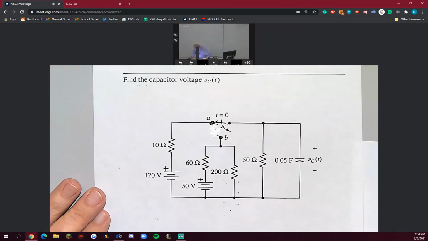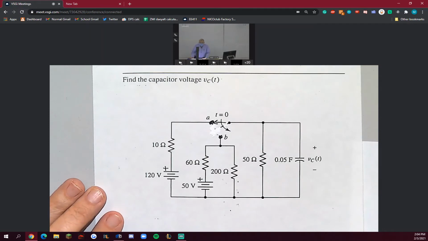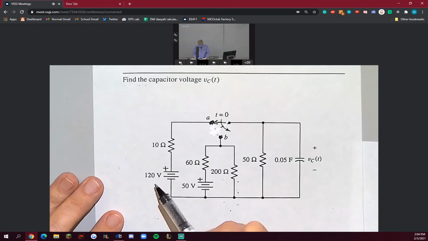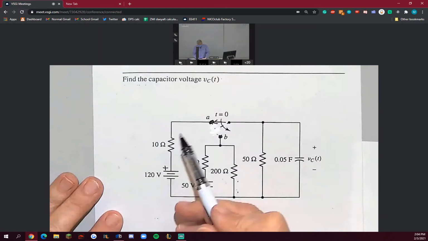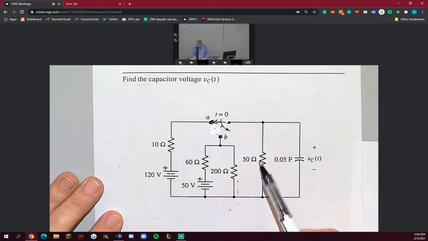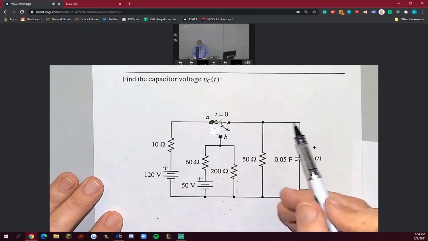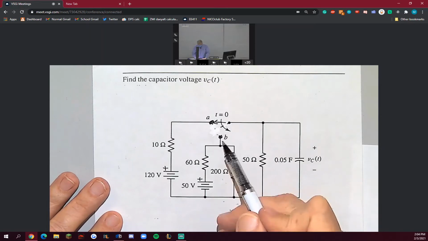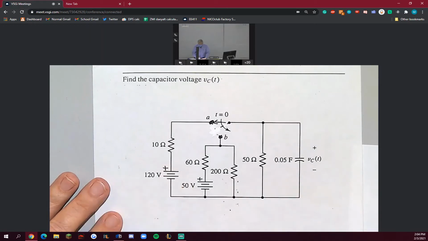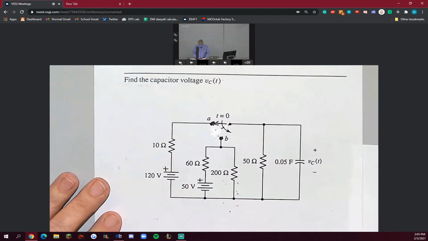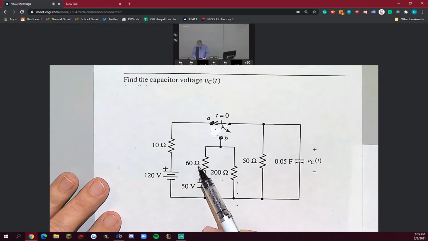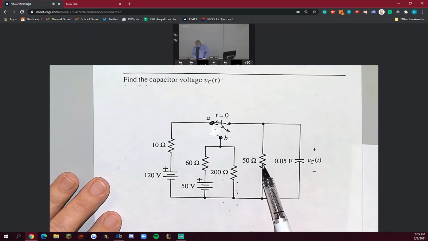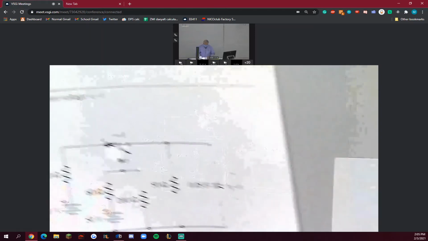I'm going to show you this, and then I'll be drawing it, but I want you to see what it looks like just to get a feel for it at the beginning. Got 120 volts, 10 ohms, a switch over here, there's another resistor, 50 ohms, and a capacitor. We want to see the voltage across the capacitor. Then the switch flips, and the 120 volt source goes away. But now we've got 50 volts, 60 ohms, 200 ohms, and this resistor is still in here, and the capacitor. And we'd like to find the voltage across the capacitor.